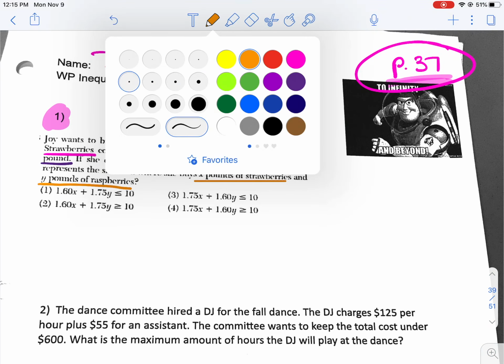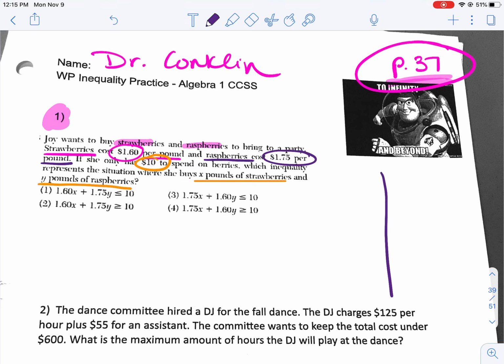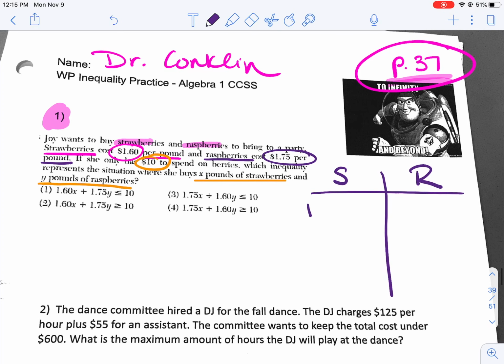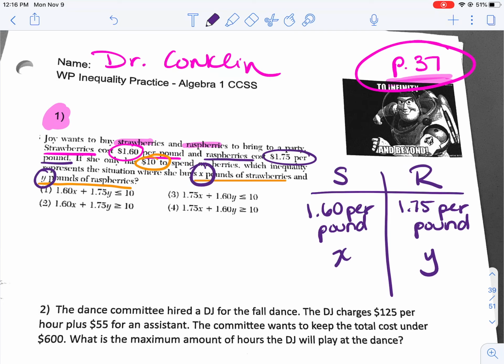So let's just make a little chart here so we can figure out what's going on. We have strawberries and raspberries. So what do we know about strawberries? Strawberries are $1.60 per pound. Raspberries we know are $1.75 per pound. And then they also gave us some variables. She buys X pounds of strawberries, so I'm going to put X with an S for strawberry and Y here. Okay? So if we look at these, we want to sort of read through.